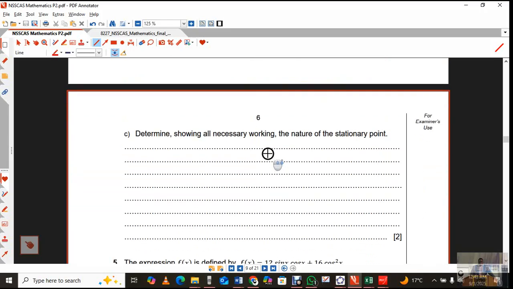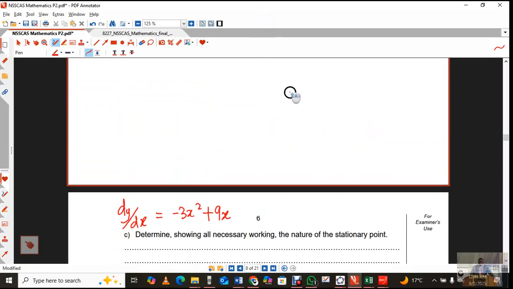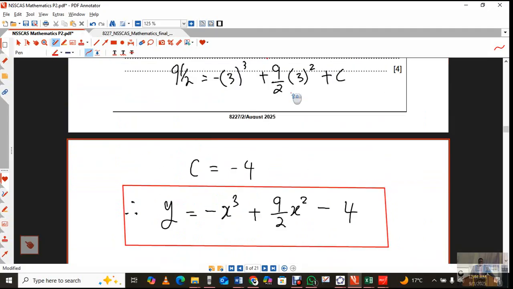Right, let's go to part C. They say determine, showing all the necessary working, the nature of the stationary point. For you to do that, you obviously have to do your second derivative. But what was our dy/dx again? Our dy/dx was minus 3x squared plus 9x. Okay, let's just go back to confirm our dy/dx somewhere up here.